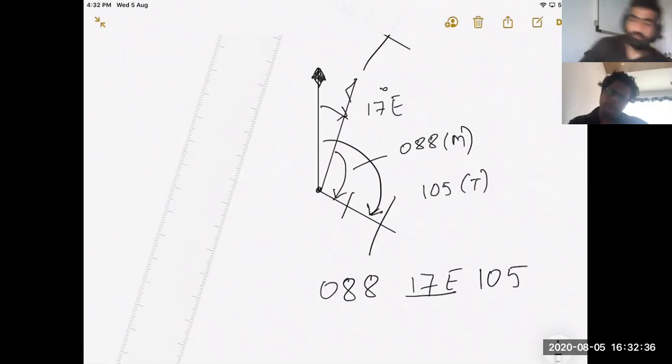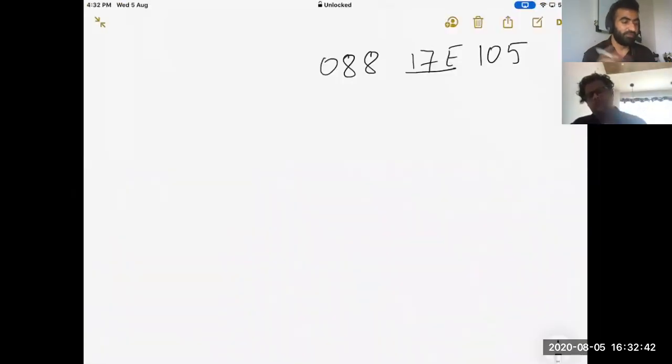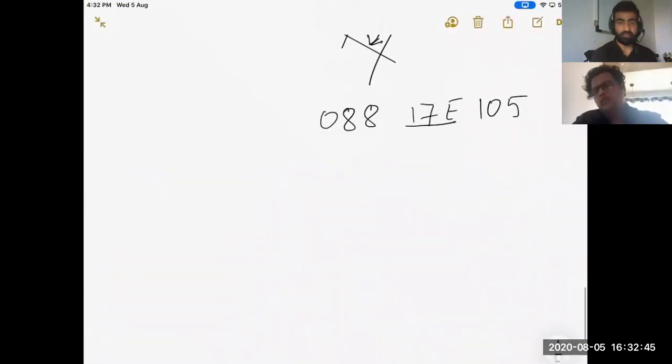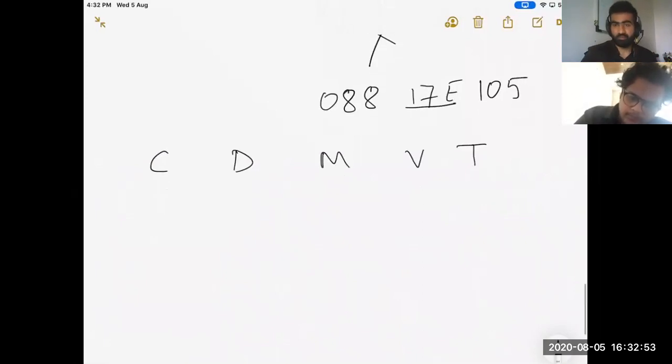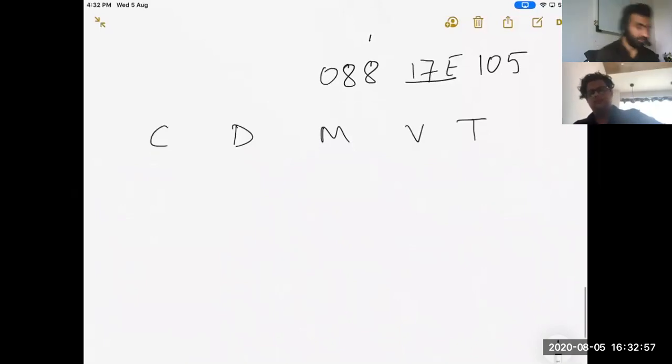So I'm going to give you two equations. Quickly, how will you write it? I will give you the theory, you will write it in the way CDMVT. Can you see the screen? Yes, sir. First write down number one and then number two.